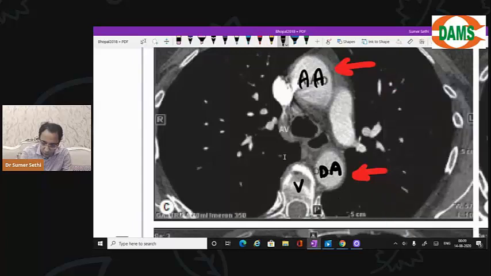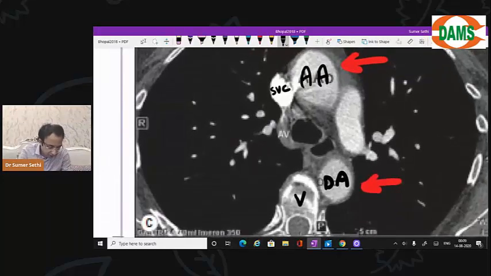Along with the ascending aorta, you have the superior vena cava. Ascending aorta के साथ में superior vena cava है. सबका बर्थडे रात को हो जाता है ना. Ascending aorta के साथ में you have the superior vena cava.